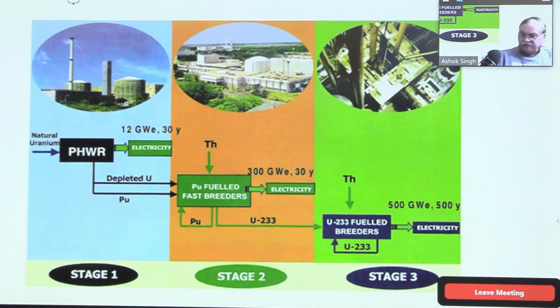This again is a slightly different diagram, but showing the same points. PHWR, natural uranium, plutonium obtained from the spent fuel, and also depleted uranium, using this in fast breeder reactors to get electricity, but also putting some thorium inside this to get uranium-233, using that along with thorium in the third stage reactors.